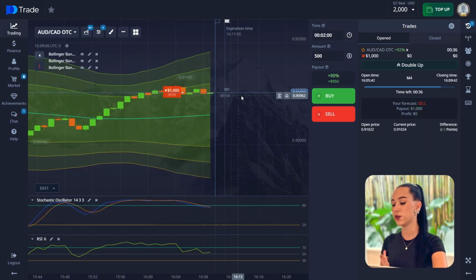Now, guys, it's 35 seconds till the end of our trade. As you can see, it's fluctuating a little bit, but I'm sure we're gonna close this one.